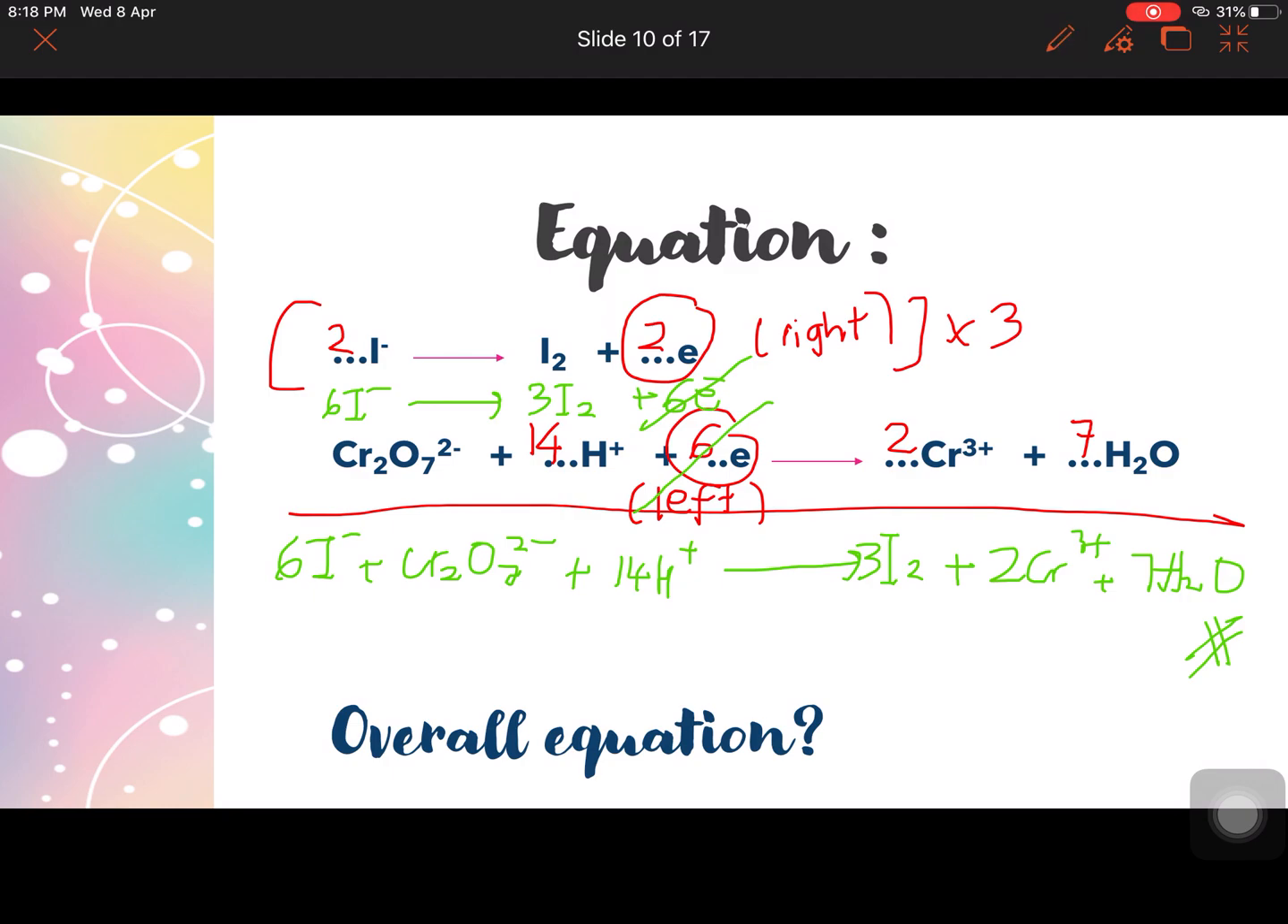Okay, dapat faham? Altogether dia ada 5 steps. So you have to follow the steps. Okay, nak tengok yang second example.